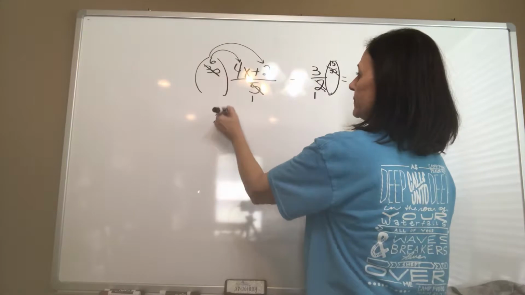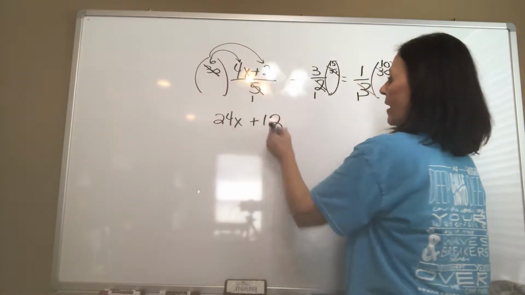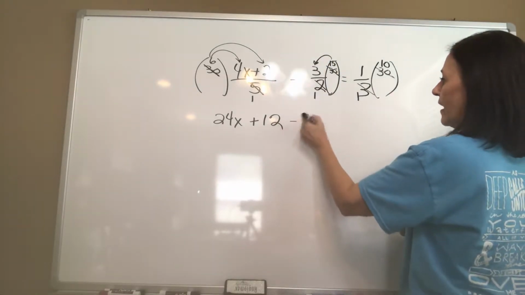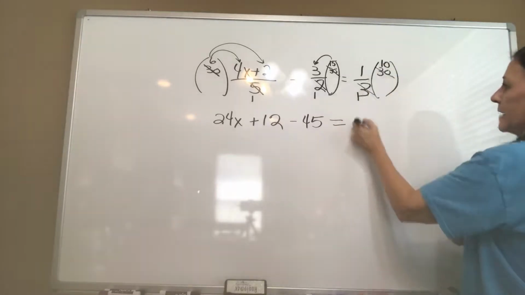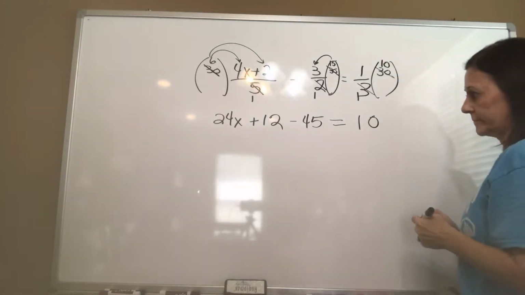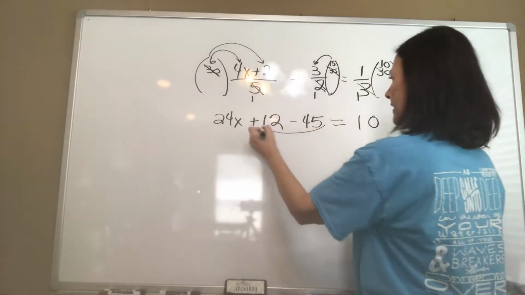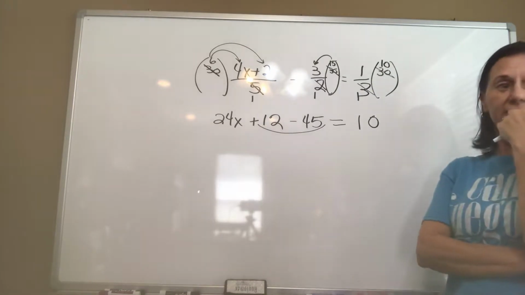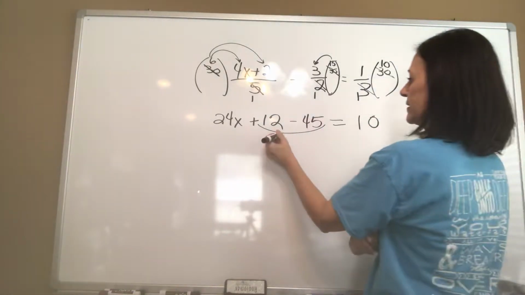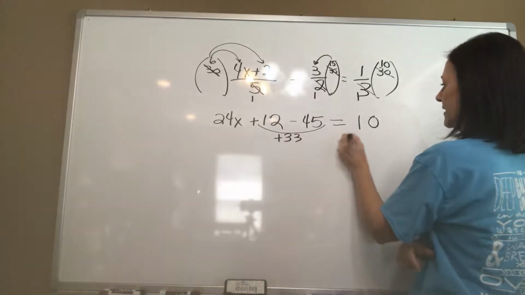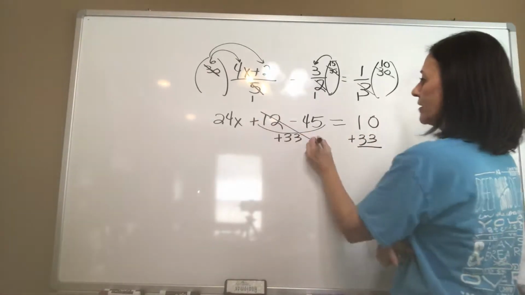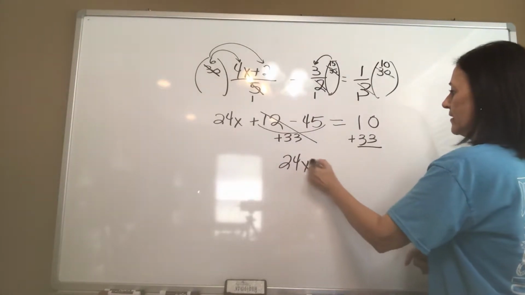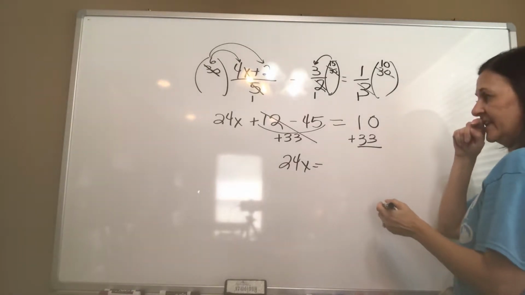So we're left with 24x plus 12. 3 times 15 is 45. And 1 times 10 is 10. All right, negative 45 and 12 is negative 33, right? It's negative 33. So we're going to add 33 to zero that out. We'll add 33 to both sides. So it moves all of this to the right-hand side. So we're left with 24x equals 43.